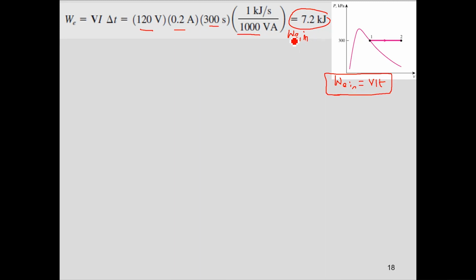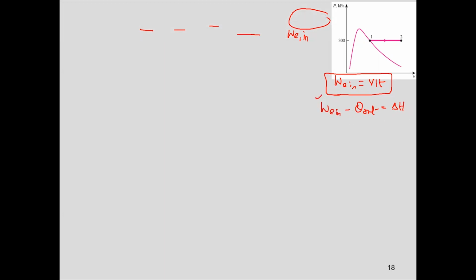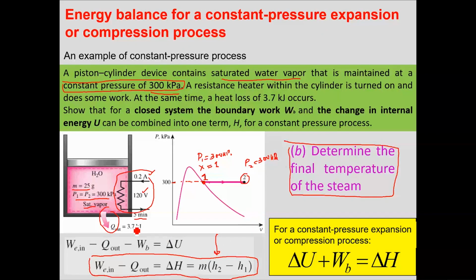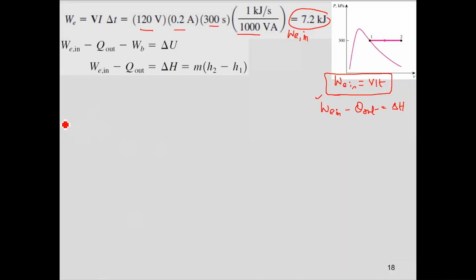Clear enough? Yes, sir. If you look at the expression, it says work electrical in minus Q out is essentially equal to change in enthalpy of the system. Work electrical in is known to you. If you go back, you would come to know that Q out, or Q moving out of the system, is 3.7 kilojoules. This is given to you.